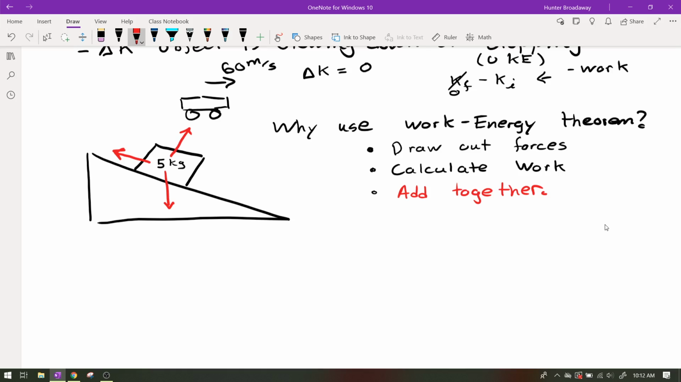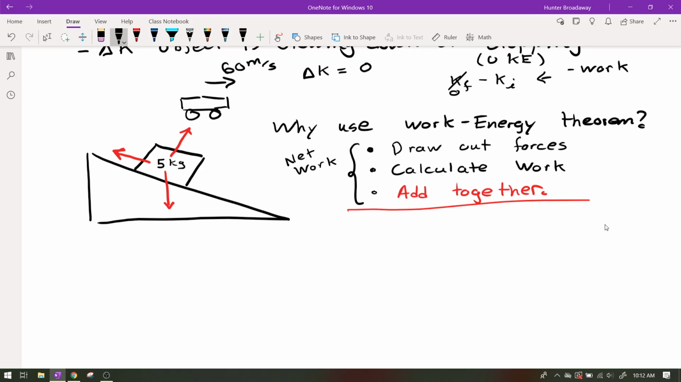This thing started from 0. It started from rest, which means if you can find the kinetic energy once it reaches the bottom, you have the change in kinetic energy. So instead of actually having to take all of our forces and add them together, we could end up using the kinematic equations. This is not the work energy theorem. This is just using net work and adding them all together.